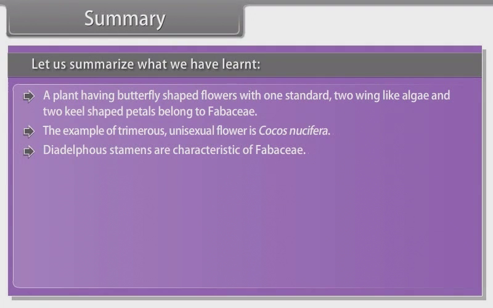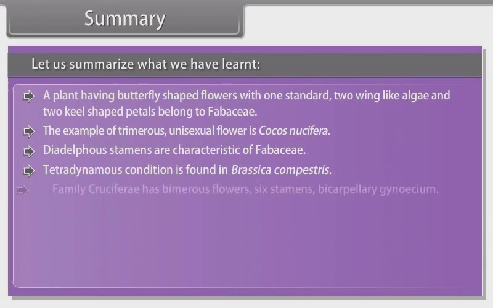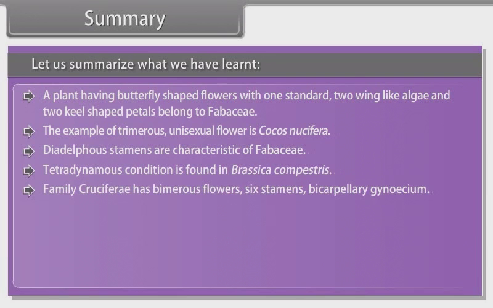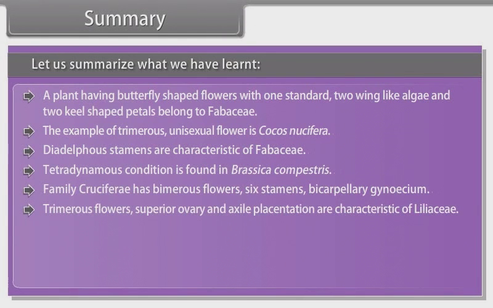Diadelphous stamens are characteristic of Fabaceae. Tetradynamous condition is found in Brassica campestris. Family Cruciferae has bimerous flowers, 6 stamens, and a bicarpellary gynoecium. Trimerous flowers, superior ovary and axial placentation are characteristic of Liliaceae.